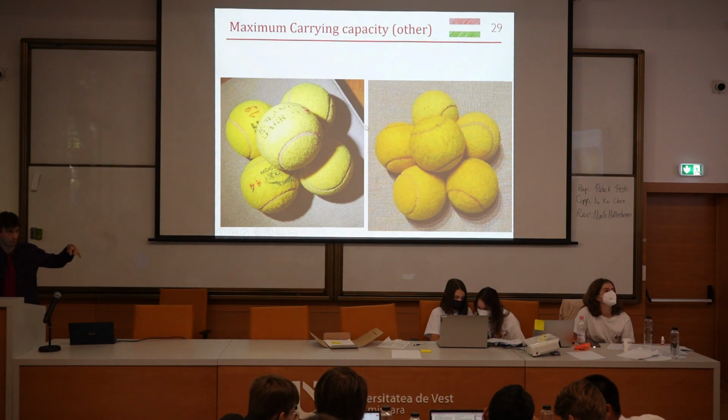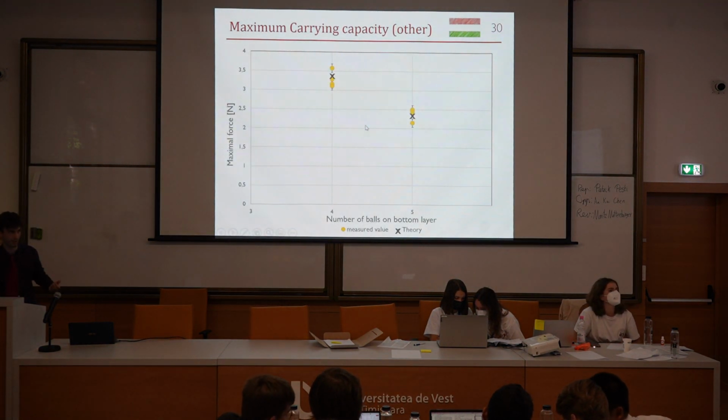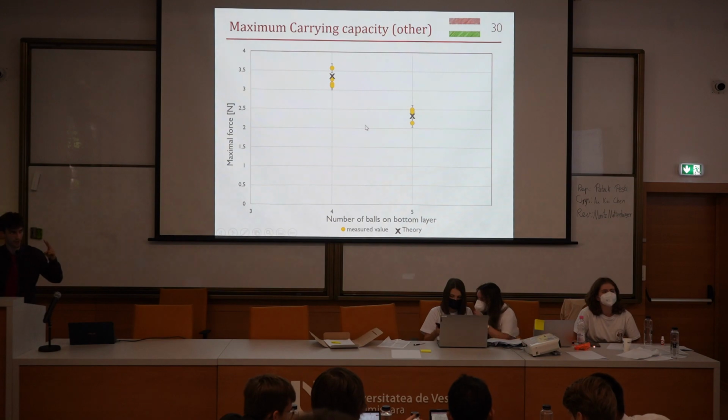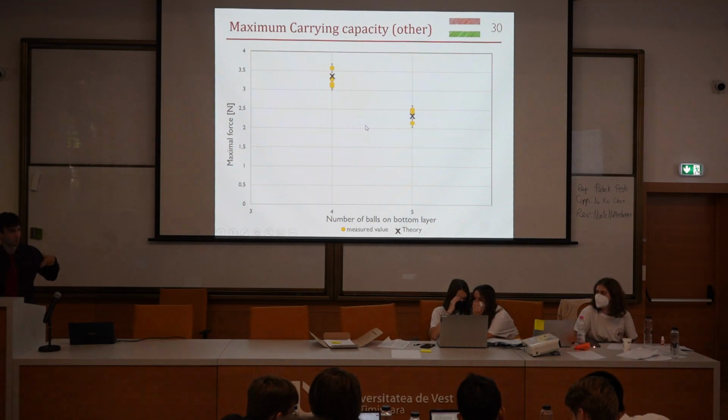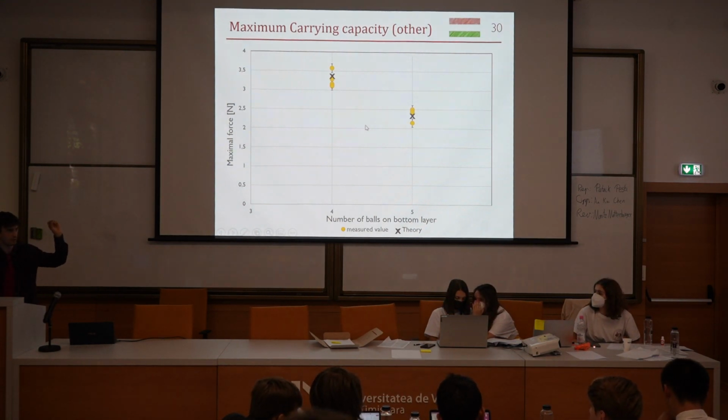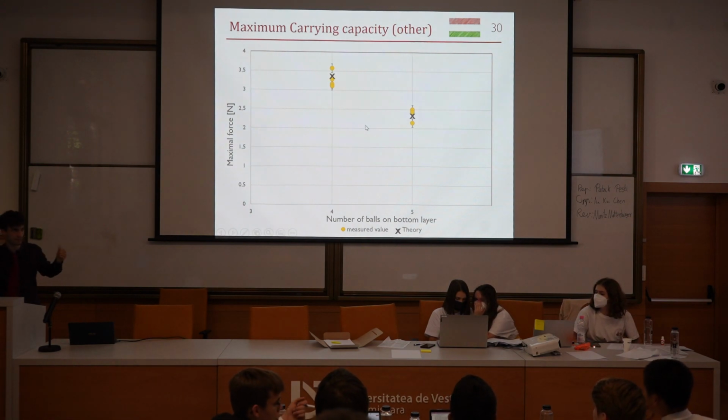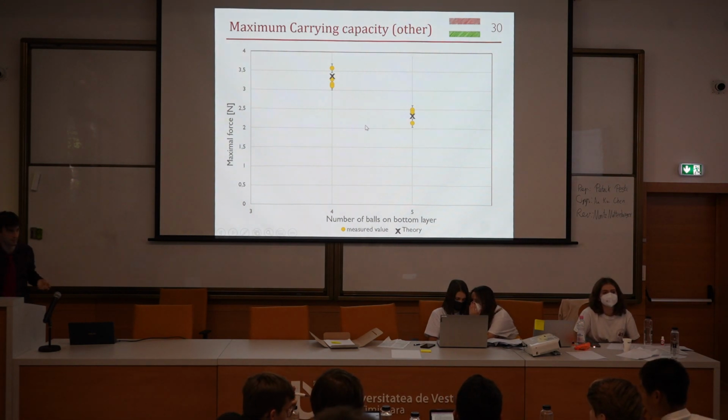On one layer there are 4 and then on one layer there are 5. So we used two-level towers here and the number of balls on the bottom layer depending on the maximum force that they could withstand. And that's what you can see here.